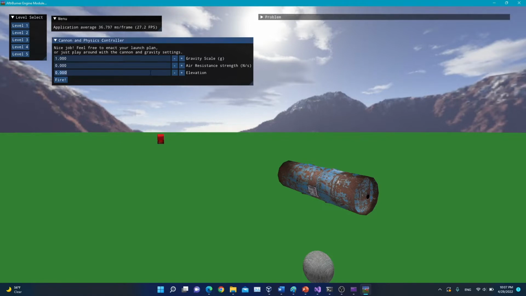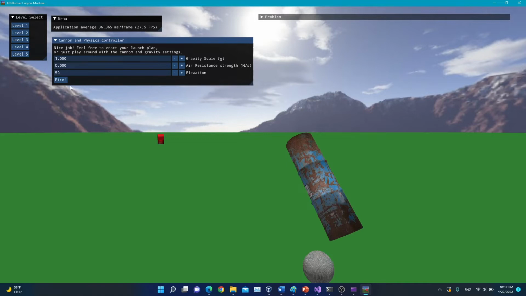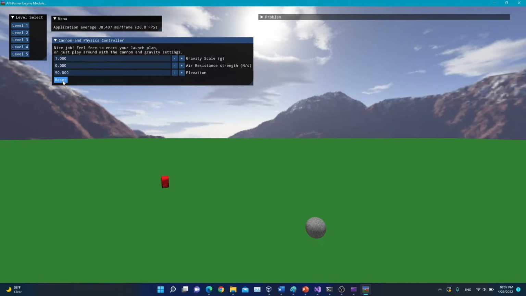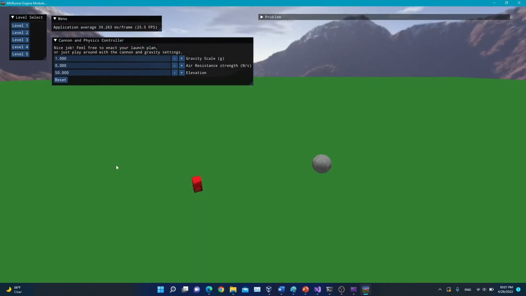So let's start off by enacting the initial firing plan. Elevation of 50, and we launch. As we can see, the cannon also plays a nice sound, and the camera will follow the projectile as it moves to the target, and as we've struck it here. After about 12 seconds, the cannonball and the camera will go back to the original position they were at.